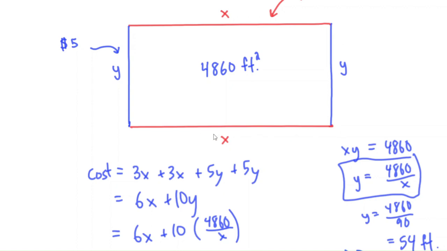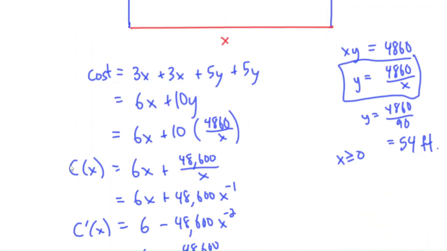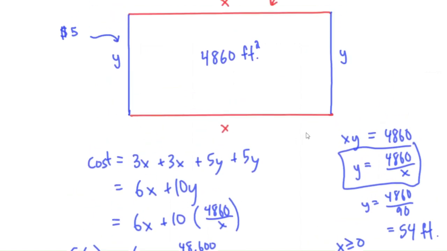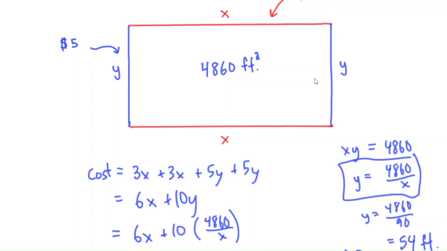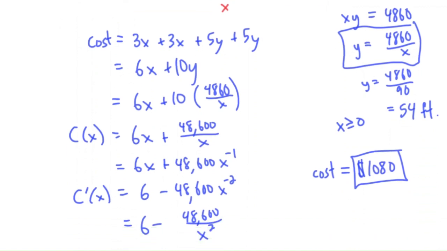Now, what would the actual total cost be to build this? Well, we could go to our cost function here and really take any one of these formulas for c of x. Maybe this one's the easiest to use, and just plug in 90 for x and 54 for y. And if you do that, you get 1,080. So that's $1,080. So the dimensions that give you the least expensive fence are 90 here and 54 here. And the total cost is 1,080.